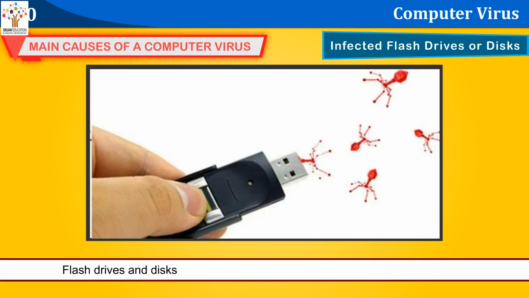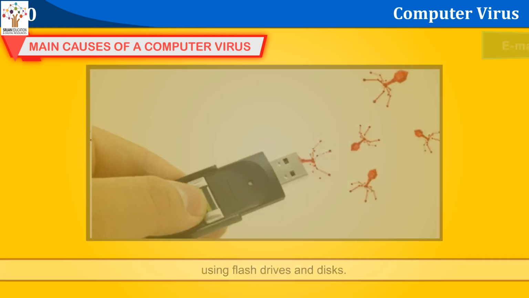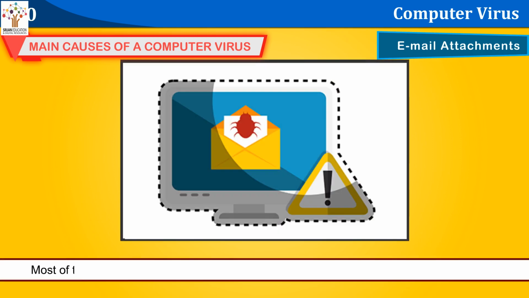Flash drives and disks are the main cause of spreading viruses into the computer. Flash drives and disks are used to transfer data from one computer to other. A virus can also be copied from one computer to other when the user copies infected files using flash drives and disks. Email attachments. Most of the viruses spread through emails.